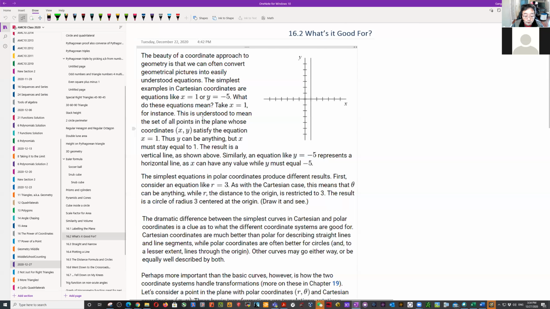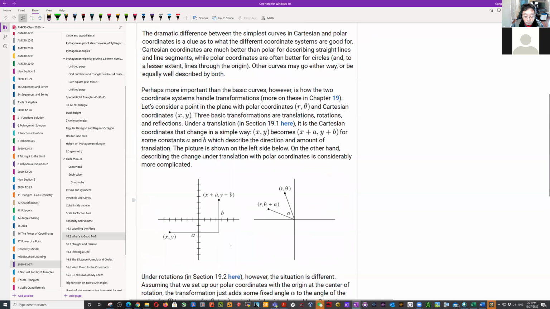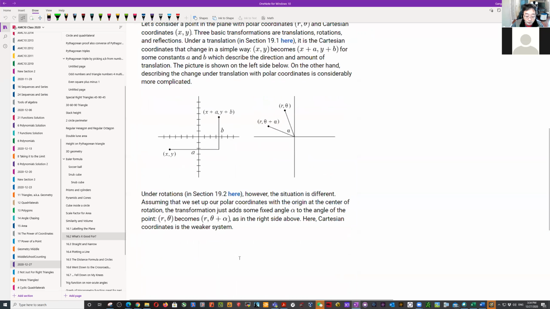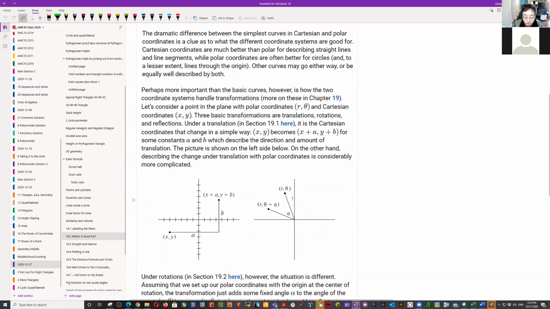So which one is good for which? Basically, if you are dealing with a lot of horizontal and vertical movement, then the Cartesian plane is much easier to use. But if you are dealing with rotation, actually the polar system is easier to use.